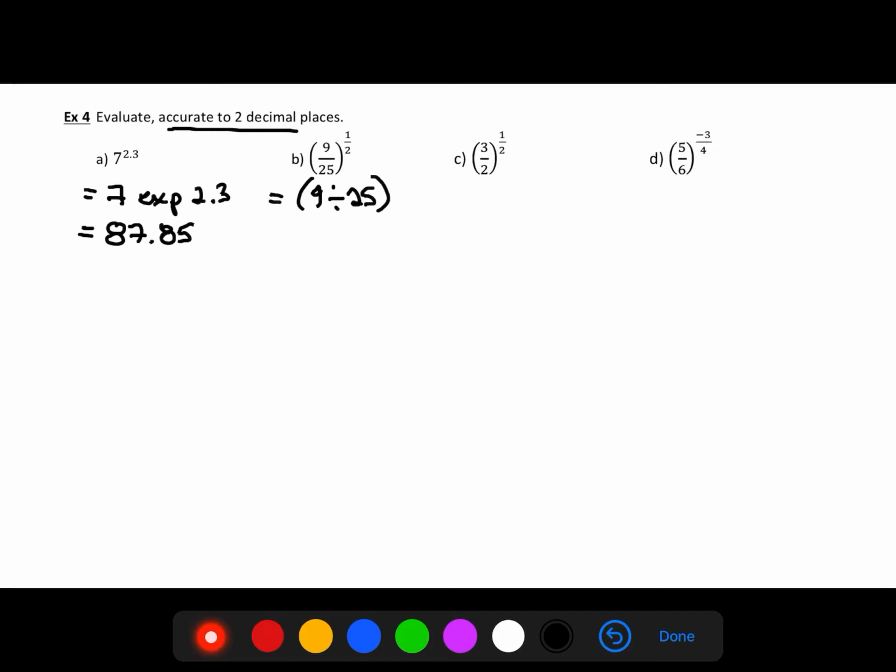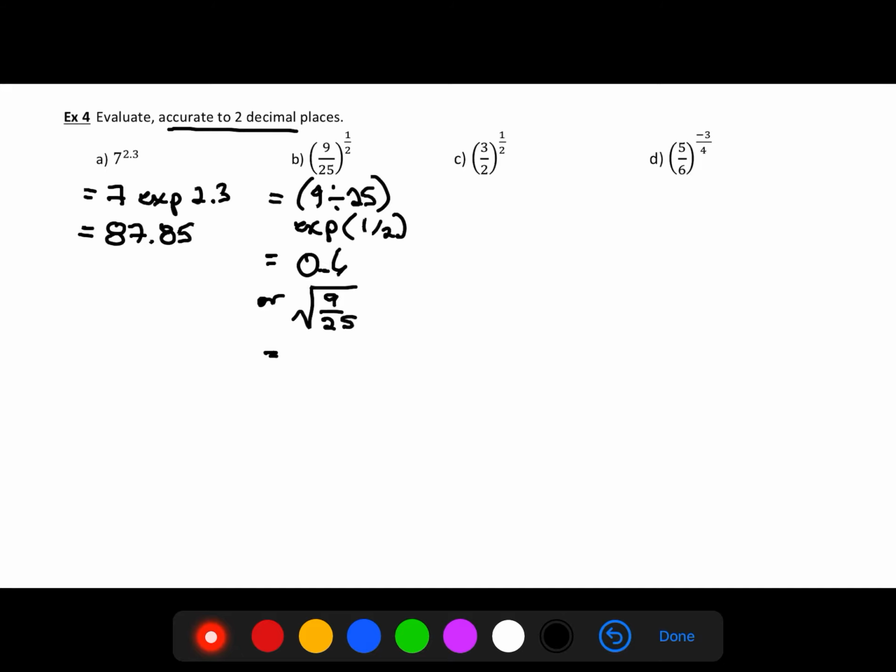Next one, in our calculator, we're first of all going to do 9 divided by 25, and we can equals, and then we're going to do our exponent, and in brackets 1 over 2. 1 divided by 2. So 9 divided by 25 equals exponent bracket 1 divided by 2, and we should get 0.6.